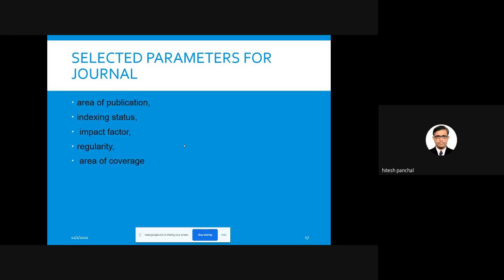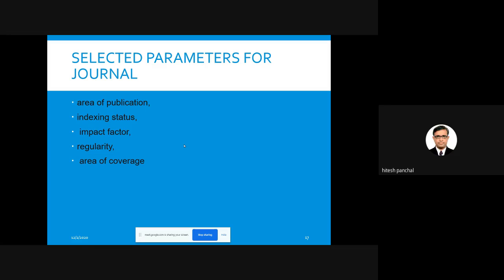That's why please understand your indexing status is most important, and for indexing purposes please use either Scopus or Web of Science. And we all know Web of Science has two editions. The first one is ESCI, called Emerging Source Citation Index. And the second one is SCI, Science Citation Index.